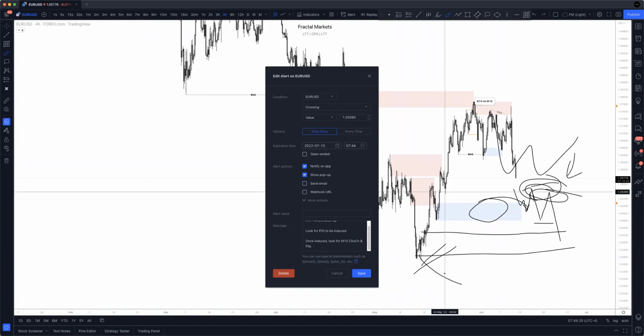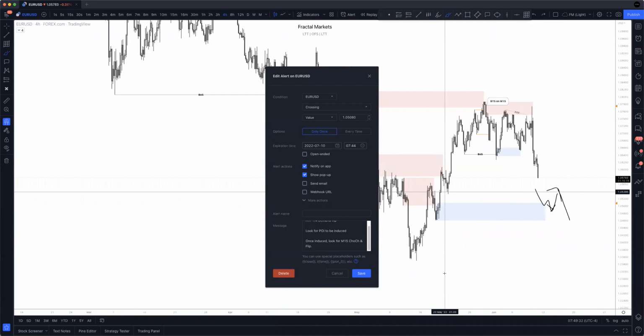But yeah, just to give you an idea of how to set alerts, why we would set them, to understand how to play against higher time frame legs. If X happens, then Y. If Y happens, then Z, and all that kind of fun stuff.